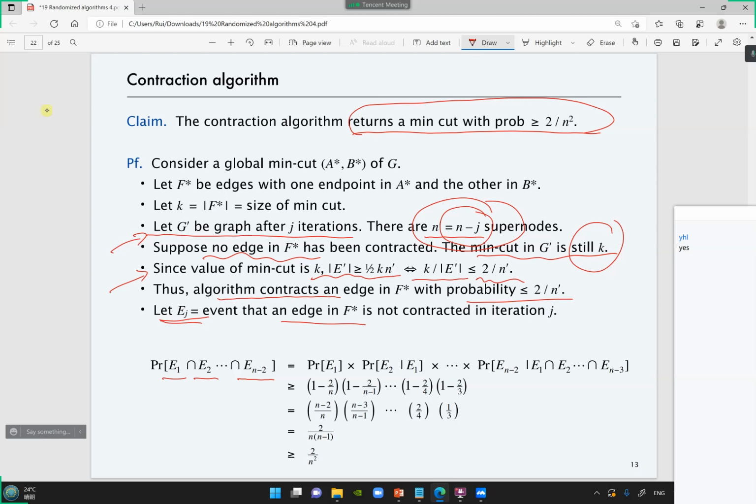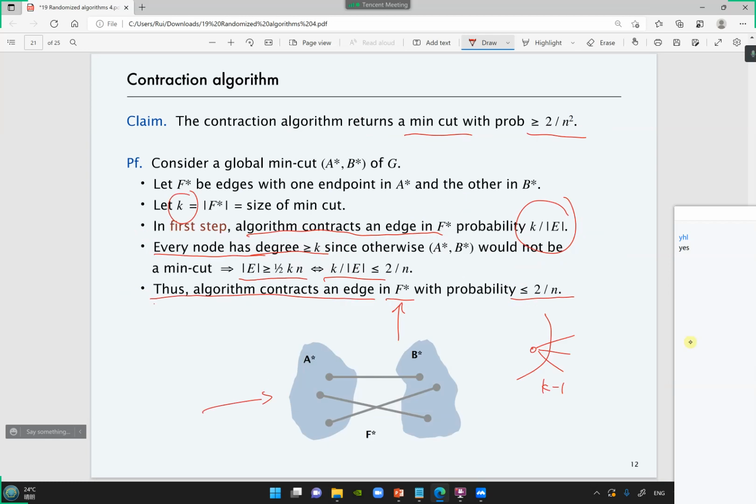All right. So to evaluate this probability, you have this thing over here. It's equal to the probability that E1 happens, times the probability that E2 happens, conditioned on E1, and then so on. So you just multiply together all these conditional probabilities. And what we said is that the probability that you don't contract a min-cut edge in the first iteration is going to be at least 1 minus 2 over n.